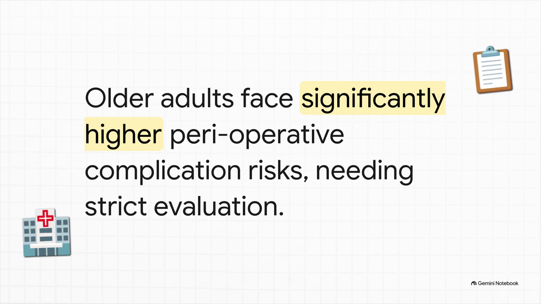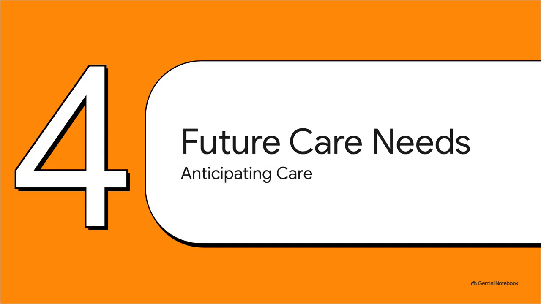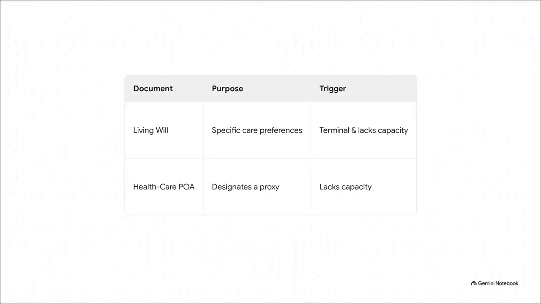You have to establish a clear baseline so you can actually measure their postoperative recovery against something concrete. Moving right along to Section 4, Anticipating Future Care Needs. Getting advanced directives confused is a massive liability. It's absolutely essential to correctly document the distinction between a living will and a healthcare power of attorney.